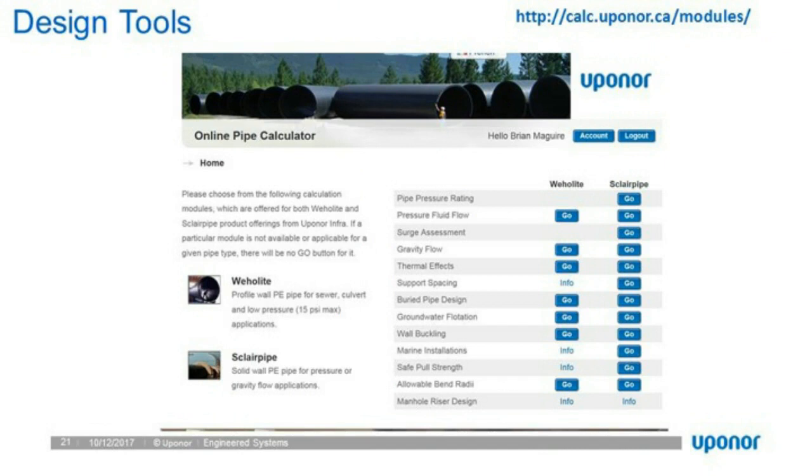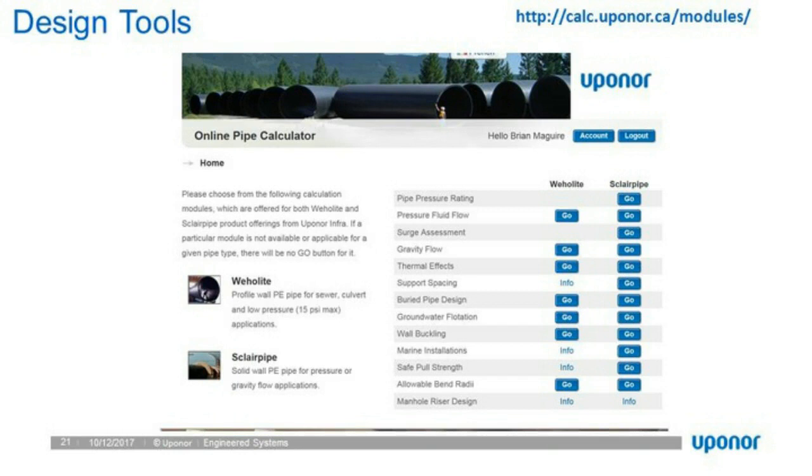You can also go to our Uponor website for design assistance. All you need to do is register for our online calculator where you can perform a number of different design calculations, whether it be buried pipe design, gravity flow, buoyancy calculations, wall buckling. We also have a full engineering department that can assist with your design questions.